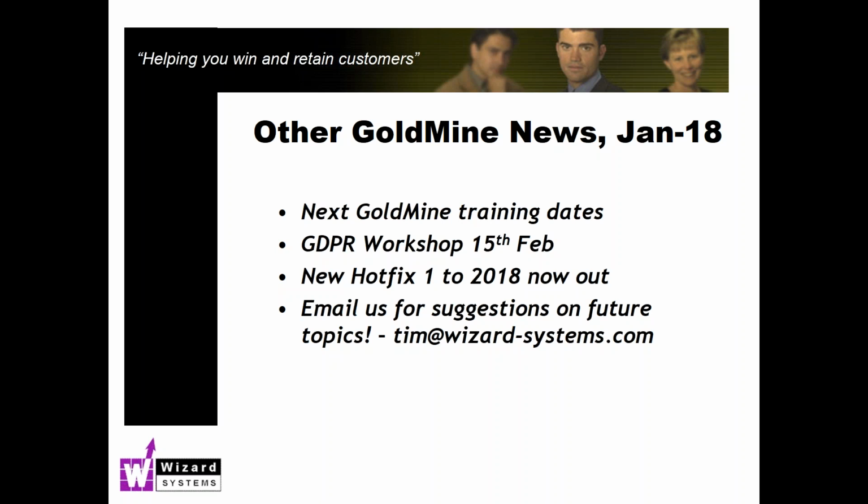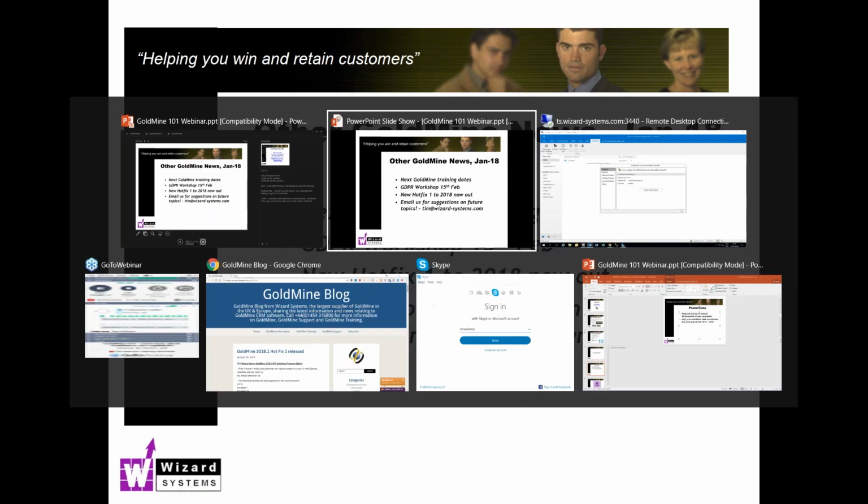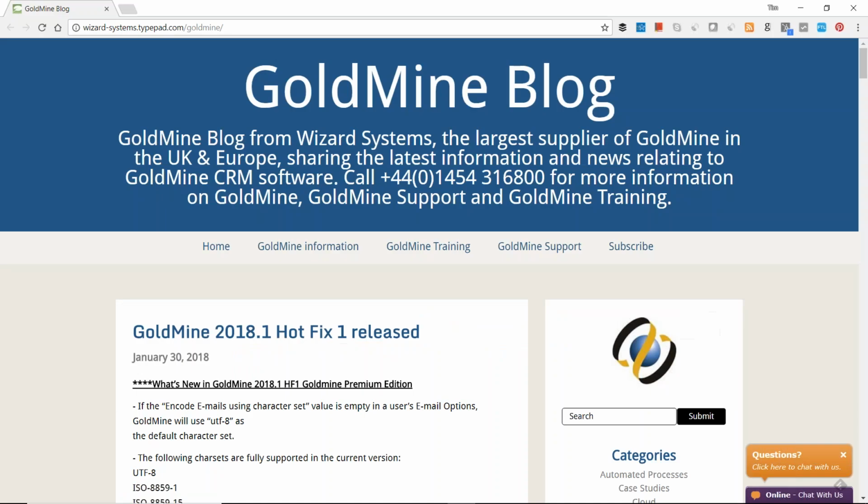On the GoldMine update front, the latest version of GoldMine is 2018.1, and GoldMine normally release every month or two. They do introduce what's called a hot fix with some minor updates to it. So the latest hot fix was released a couple of days ago. You'll see more information on that up on our GoldMine blog.